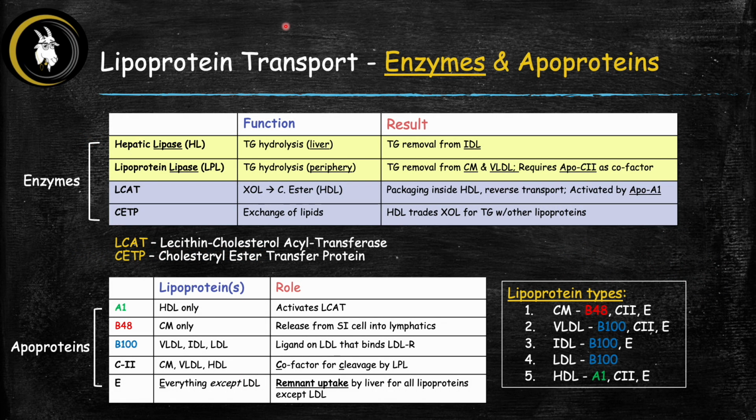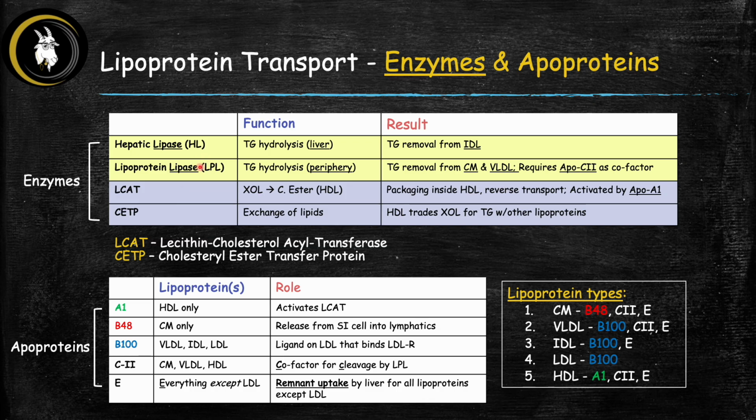All right, so that's all the concept that we're going to learn in this video. What I'm going to do in the next couple of minutes is just recap the things that we learned by going through these high-yield summary tables for lipoprotein transport, specifically focusing on the different enzymes and then the apoproteins. So there are 4 important enzymes that are involved in this process.